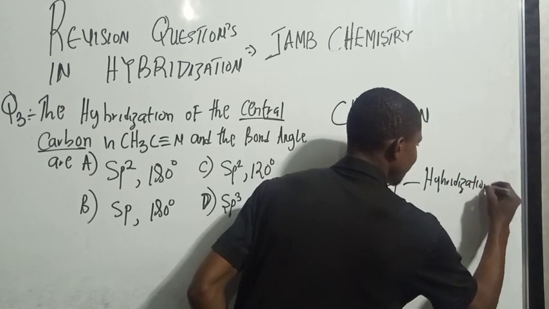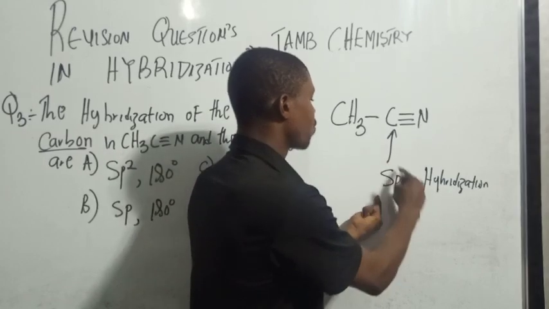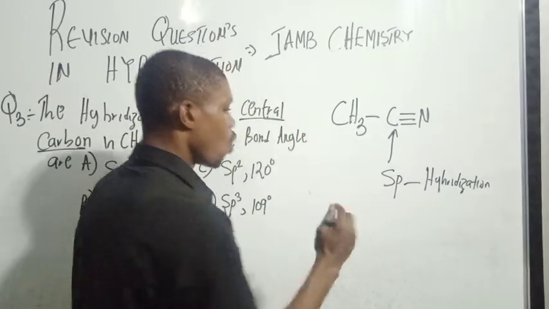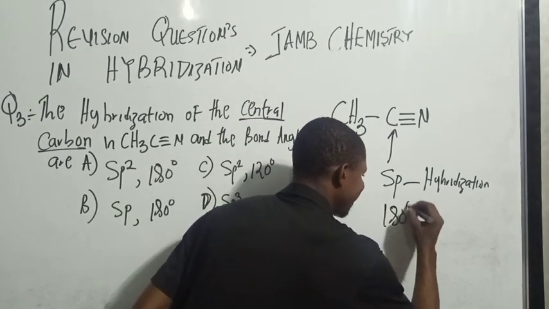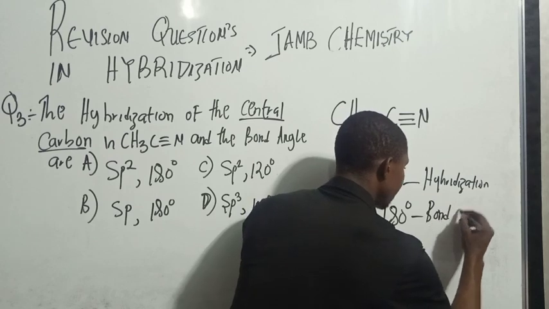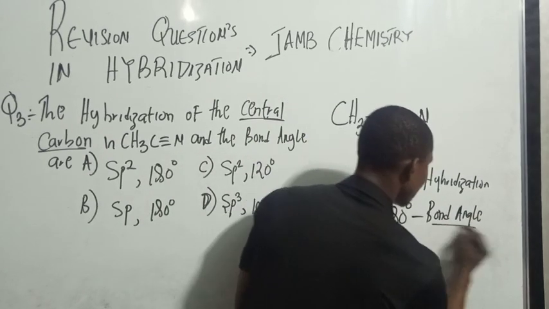So this is the hybridization of the carbon. Now, what is the bond angle of sp? The bond angle of sp is 180 degrees. This is called the bond angle.